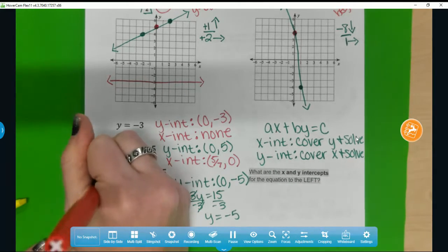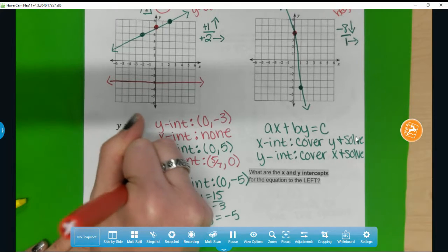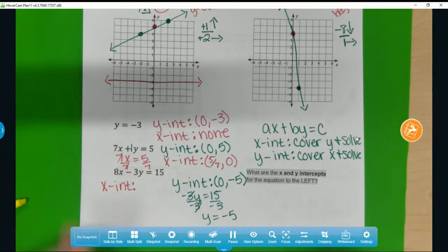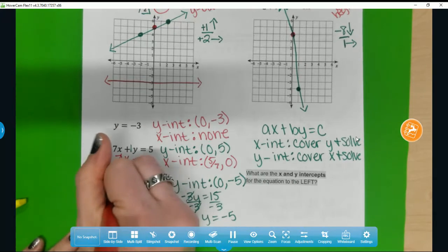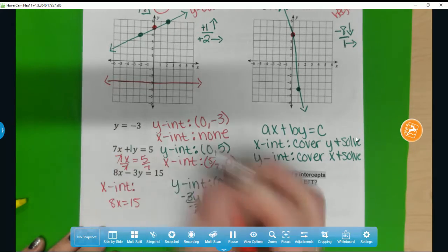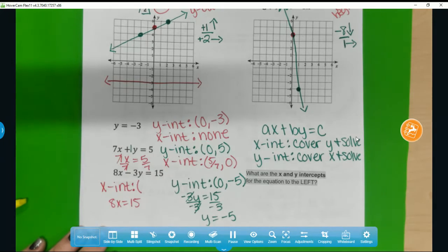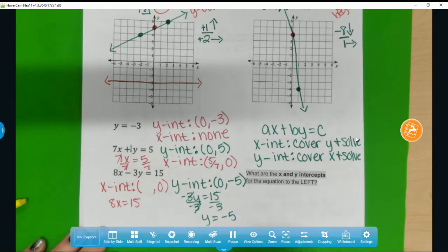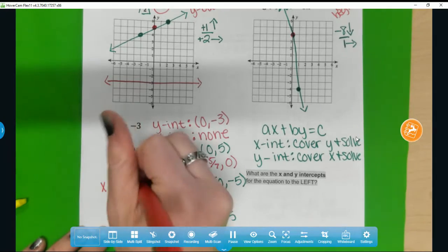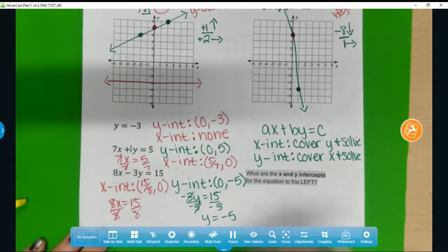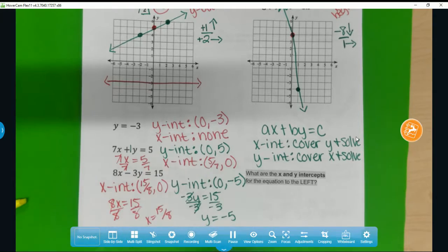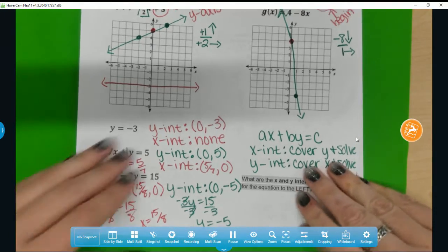Okay, so for my x-intercept, I'm going to go ahead and cover up y. So I get 8x equals 15. So my x-intercept has a y value of 0, and then I'm going to divide by 8. So x is 15 over 8.